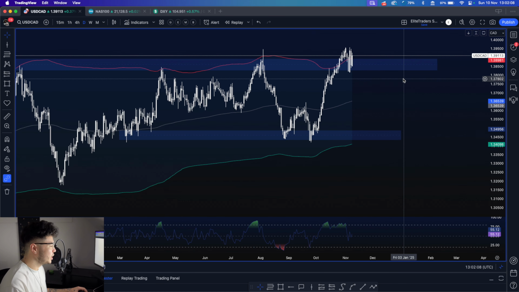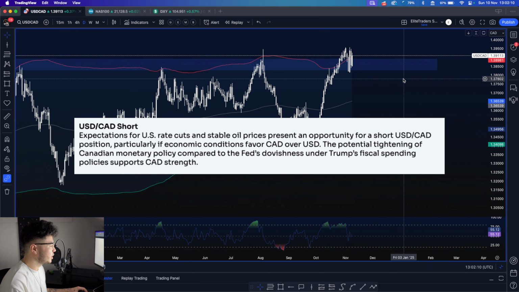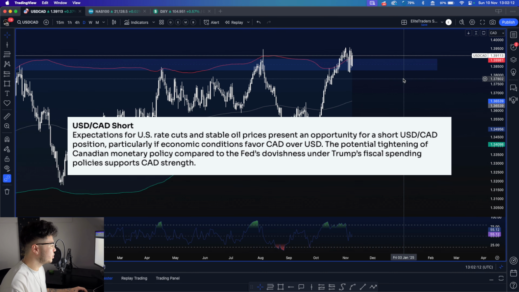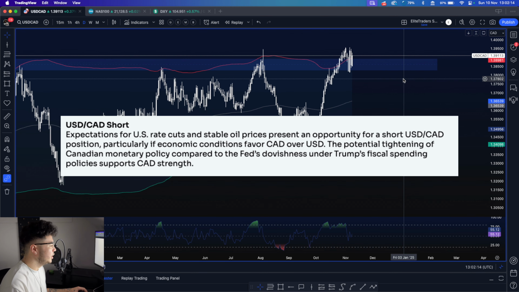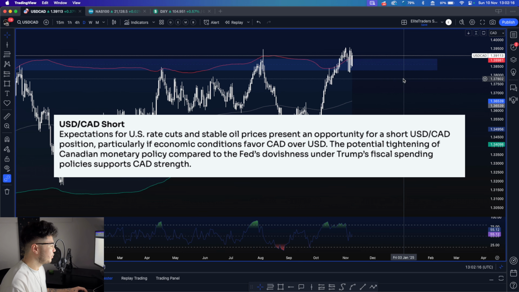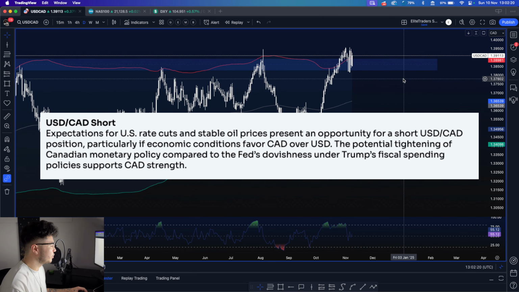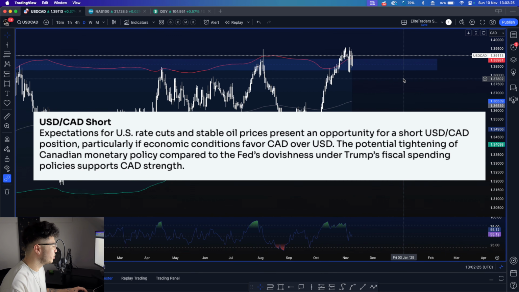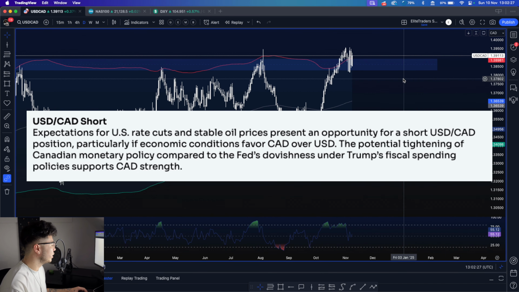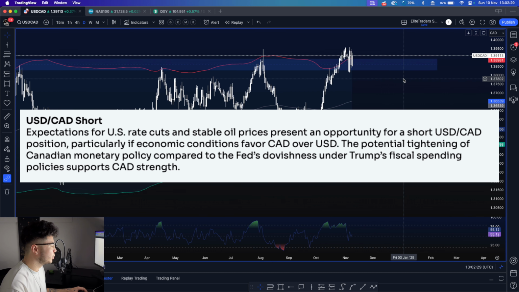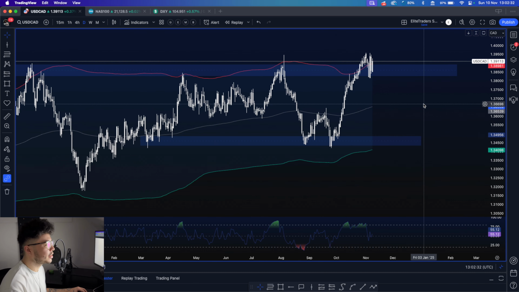So the reason for this trade: expectations for US rate cuts and stable oil prices present an opportunity for a short USD-CAD position. Particularly if economic conditions favor the Canadian dollar over the US dollar, the potential tightening of Canadian monetary policy compared to the Fed's dovish stance under Trump's fiscal spending policies supports Canadian dollar strength. So we've got that on our side.